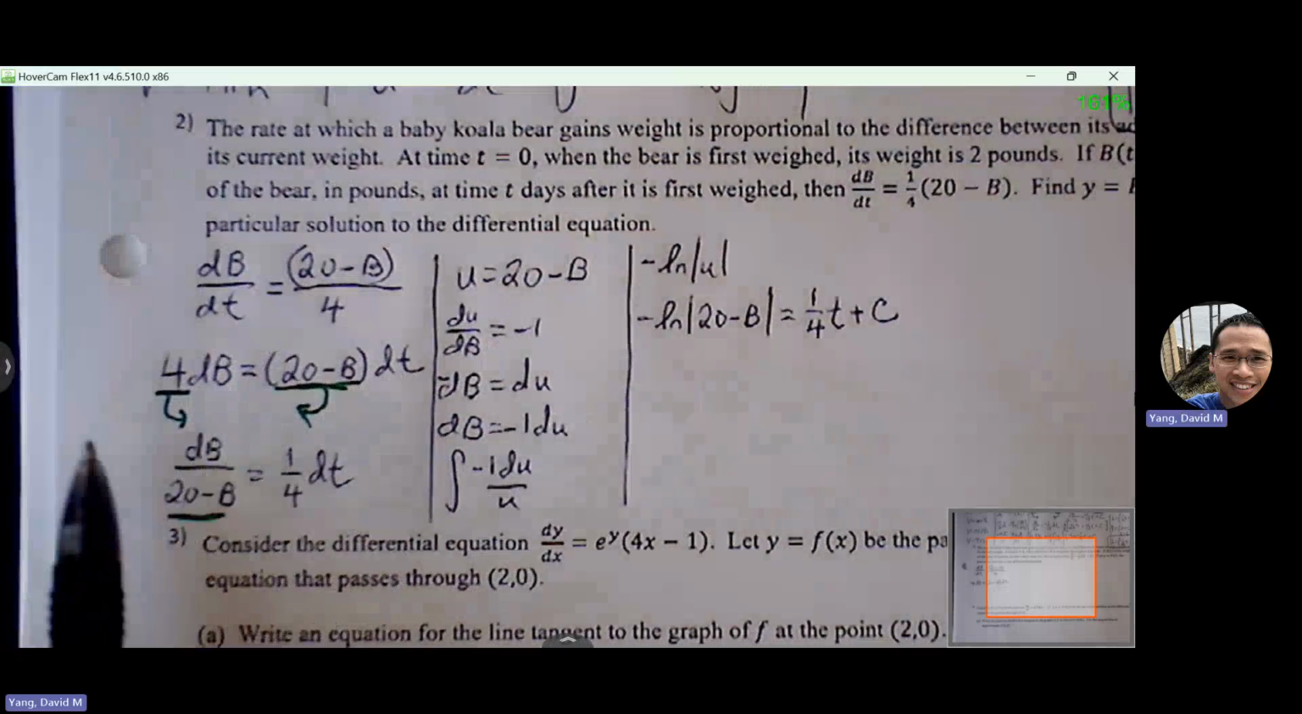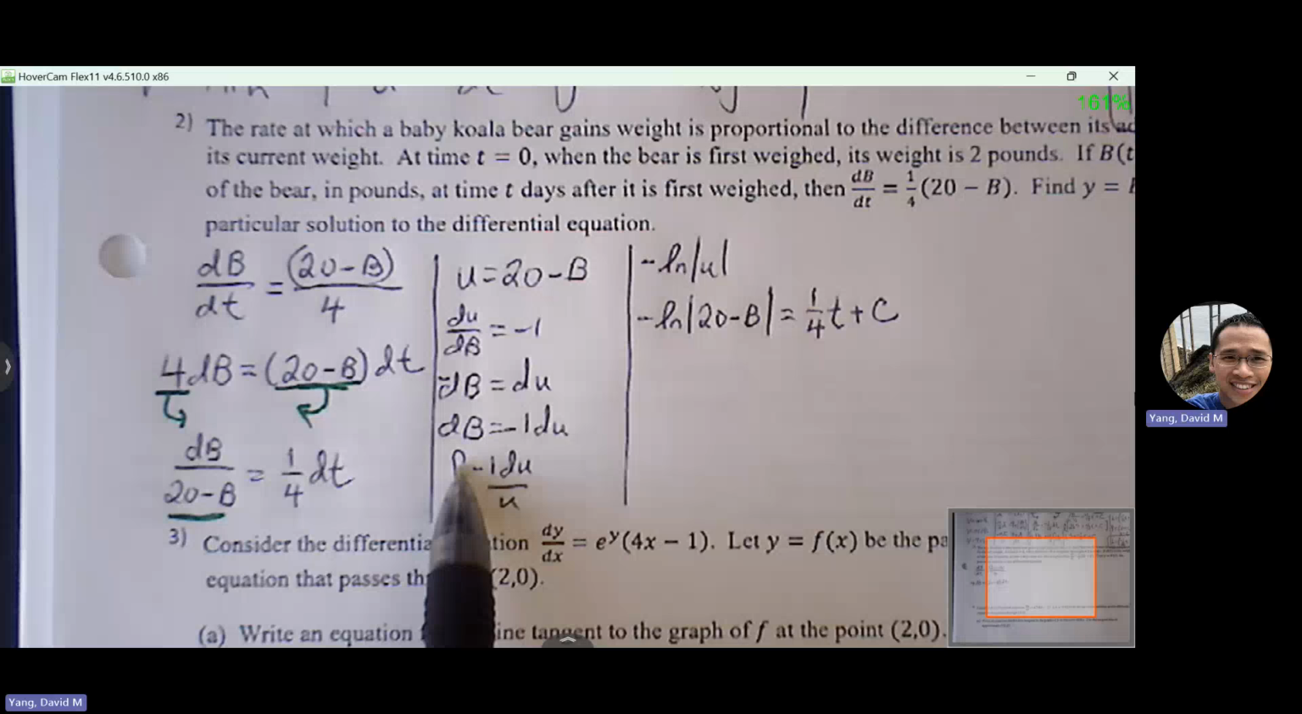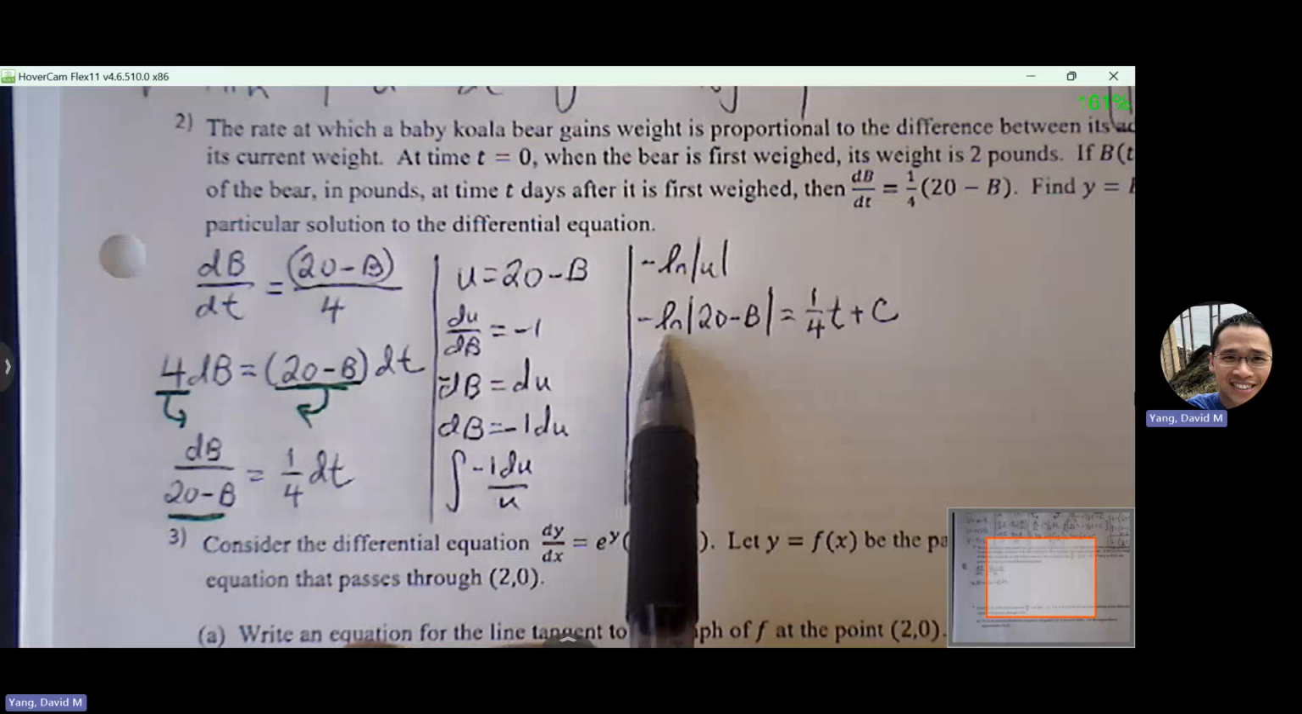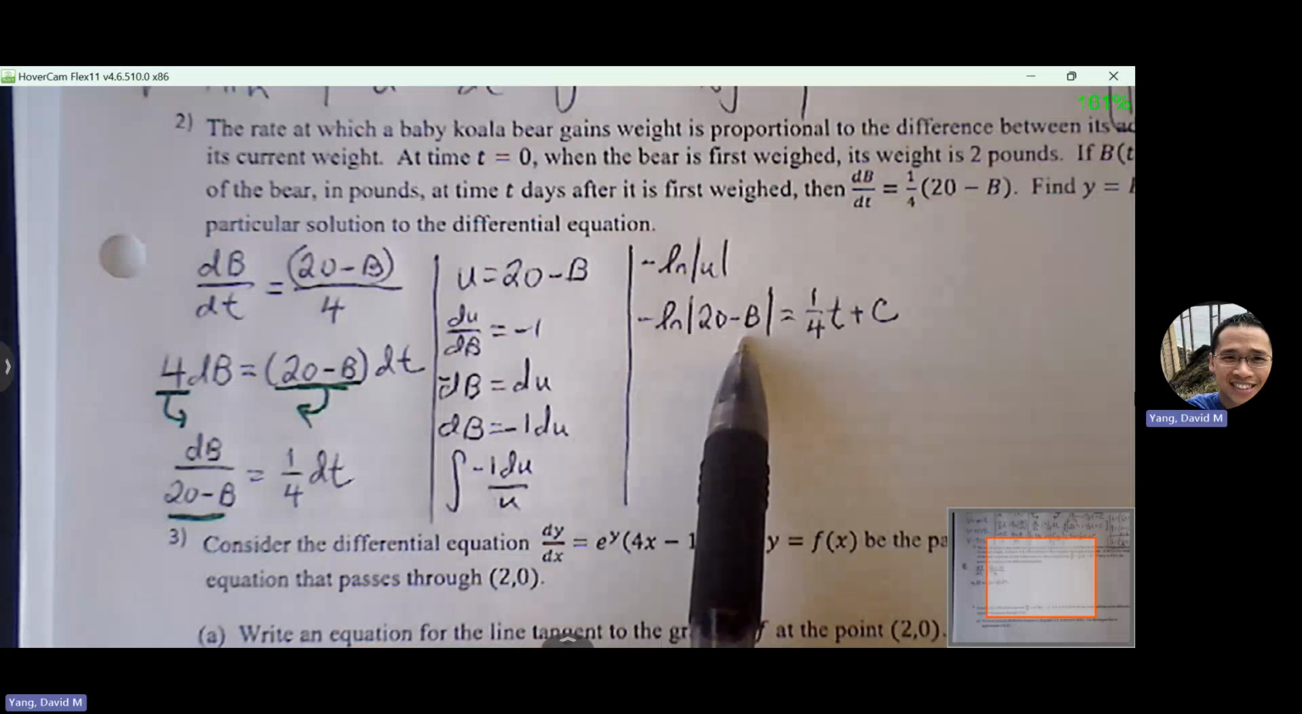So that whole process on the left side is going to end up giving us negative 1 over U du, which ends up being natural log of U with a negative out in front. And that negative is going to have to stay with my natural log of U.